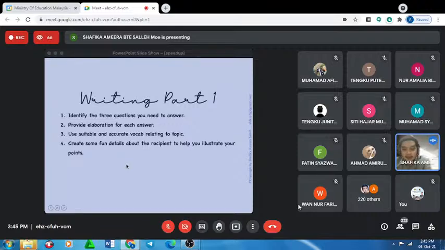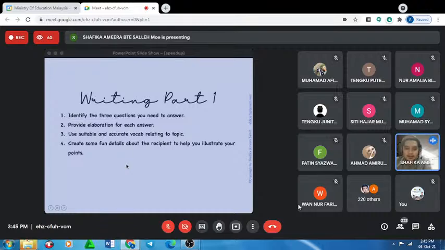So kena ada satu jawapan, and then kena ada elaboration for each of the point, each of the answer, at least one elaboration, or maybe two. Okay, it depends on your creativity as well, right? Okay, and then step number 3 is to use suitable and accurate vocab relating to the topic. Okay, so this is where the register comes in. This is where you need to think of the communicative achievement.